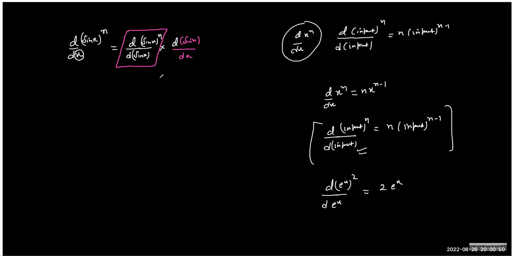Which formula is this? D by d input of input power n. And what was the answer for this, if you remember? N into sin x to the power n minus 1. Excellent. And differentiation of sin x we know already from the previous discussion. So what was the differentiation of sin x, guys? Tell me. Cos x.